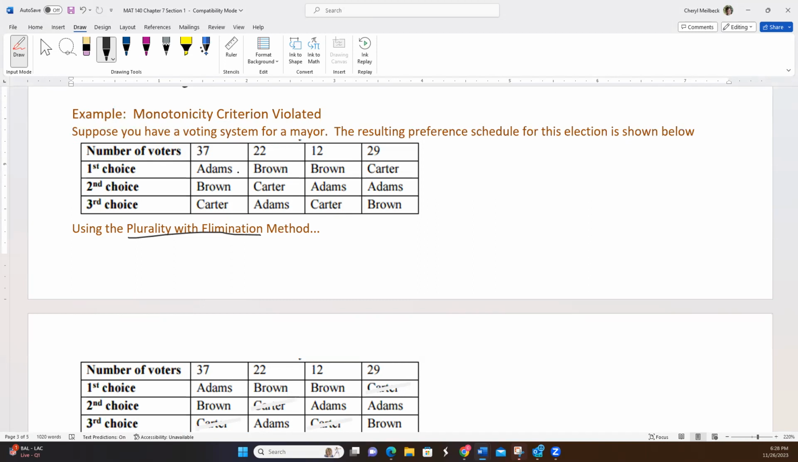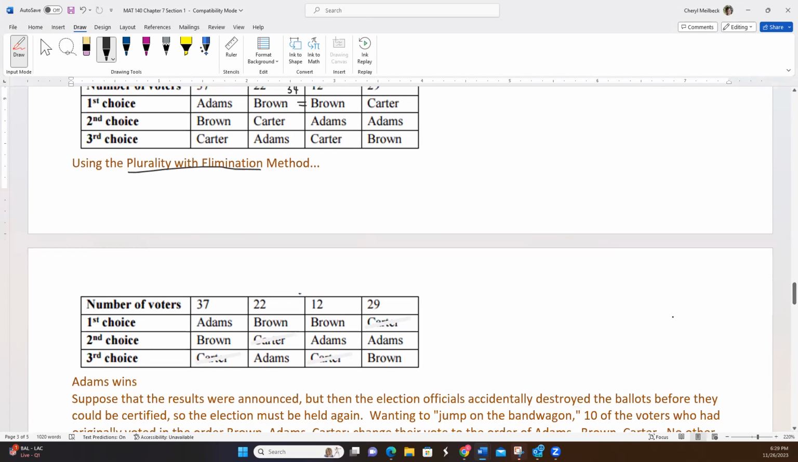we eliminate the candidate with the fewest first place votes. Looks like Adams has 37. Brown has these two together, so Brown has 22 plus 12. So it looks like Brown has 34. And Carter has 29. So Carter has the fewest first place votes. And as we go down to our next page here, we can see that we eliminated Carter. Carter gets eliminated wherever he shows up. That means in our new preference schedule, it's kind of like Adams is second here and here, and Adams is first in this column.